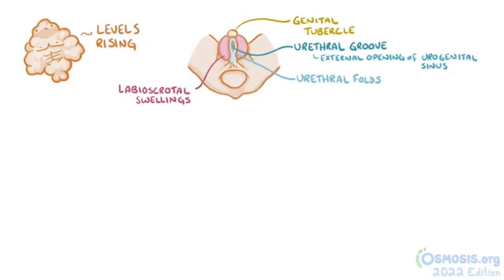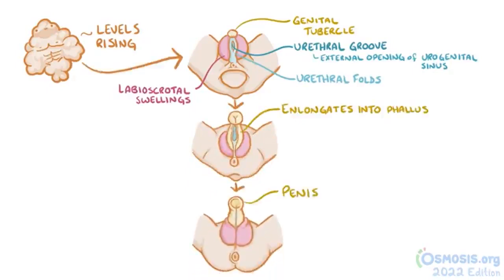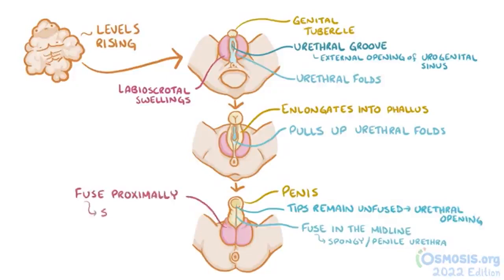Now, once dihydrotestosterone reaches these structures, it makes the genital tubercle elongate into a phallus, which will eventually be the penis. The elongating genital tubercle pulls up the urethral folds, which fuse in the midline, forming the spongy or penile urethra. The tips of the urethral folds remain unfused, and that forms the external urethral opening at the distal tip of the penis. The labioscrotal swellings also fuse proximally to form the scrotum, which eventually houses the testes.